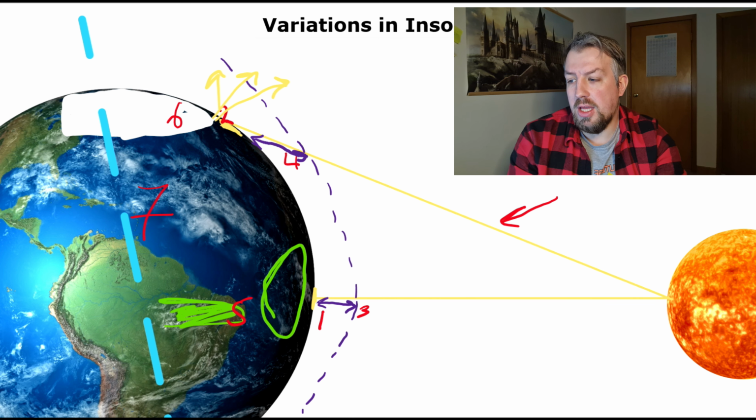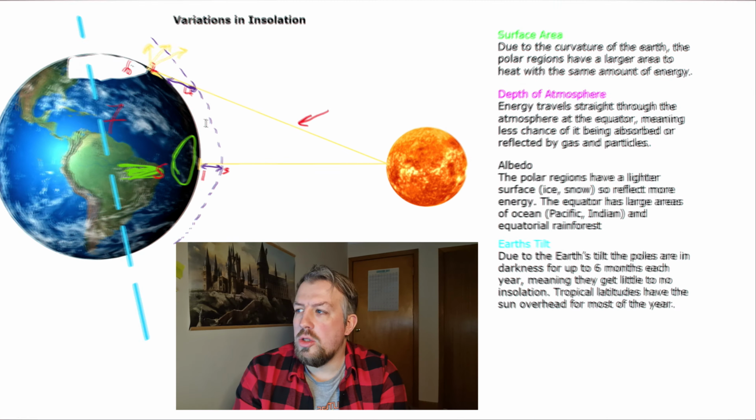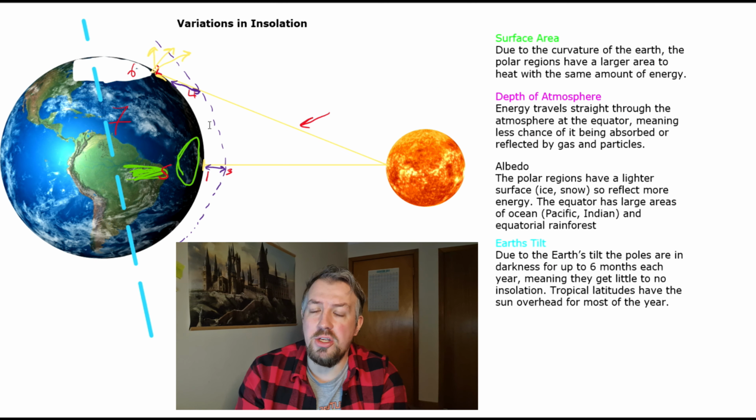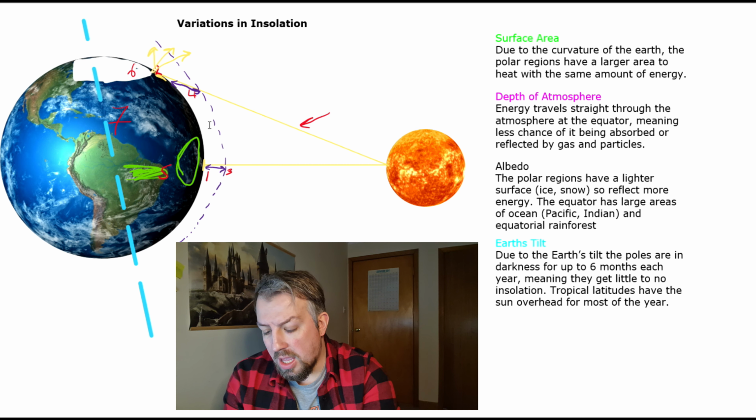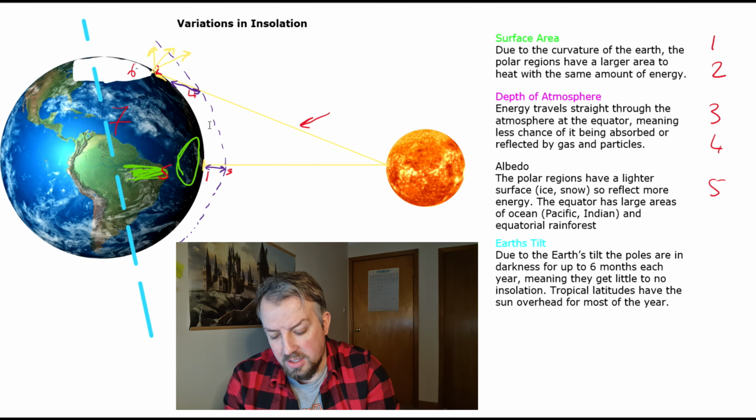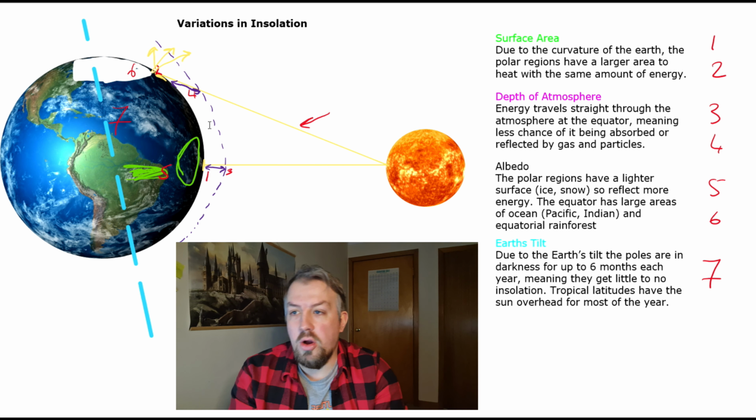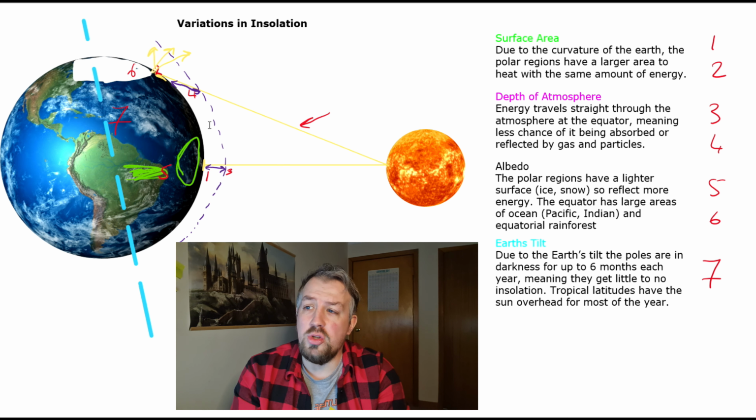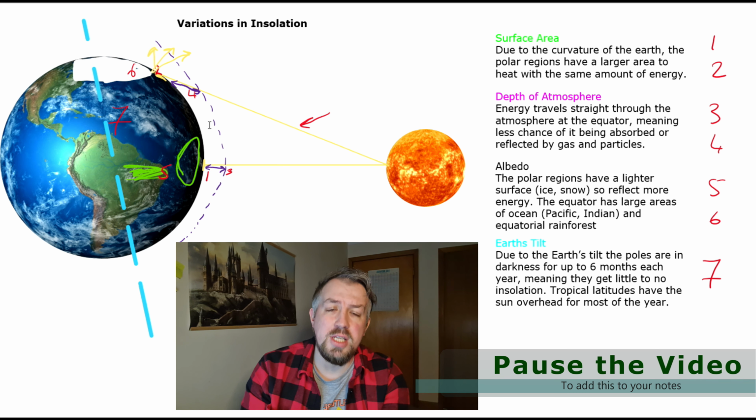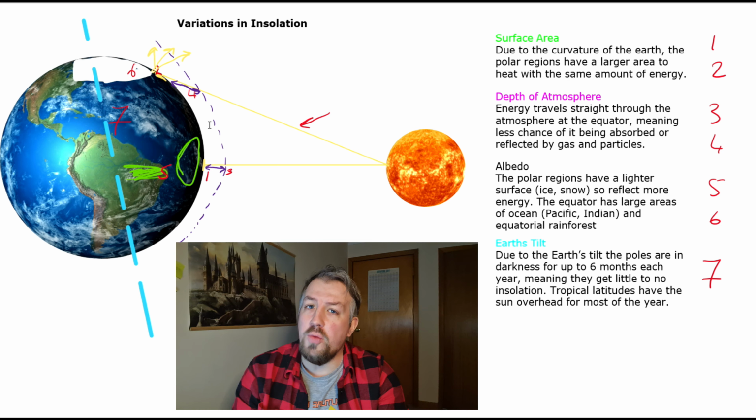To get all that in, let's zoom out. So there we have it. There is our variations in insolation. So remember, if you want to match them up, our surface area is 1 and 2, our depth of atmosphere is 3 and 4, our albedo is 5 and 6, and then our Earth's tilt is number 7. So just explaining each of those in detail would get you sufficient marks. Hopefully that's explained it really well.